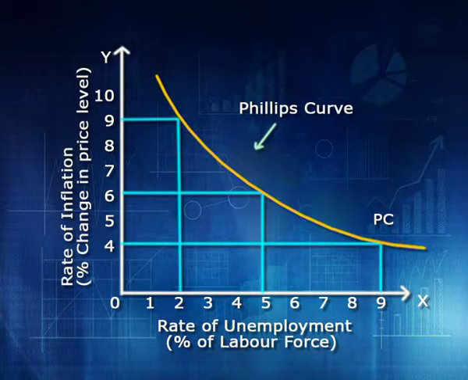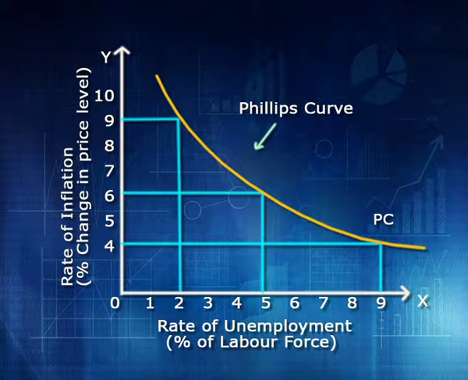It shows the Phillips curve, where along the horizontal axis the rate of unemployment and along the vertical axis the rate of inflation is measured. It can be observed that when rate of inflation is 9%, the unemployment rate is 2%. And when rate of inflation is reduced to 4% per annum, say by pursuing contractionary fiscal policy and thereby reducing aggregate demand, rate of unemployment increases to 9% of labor force. This is how the Phillips curve was derived.